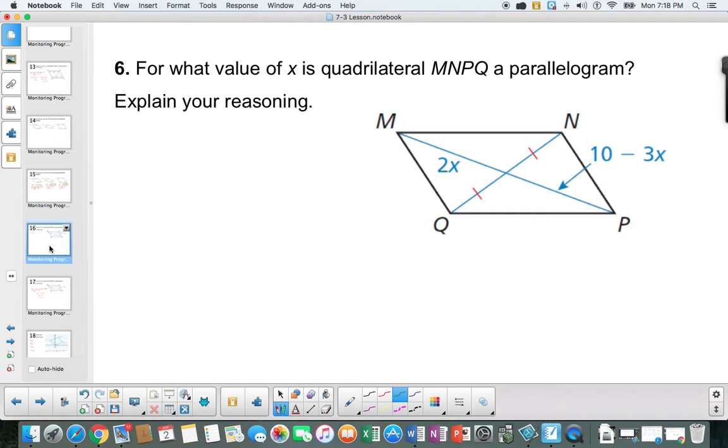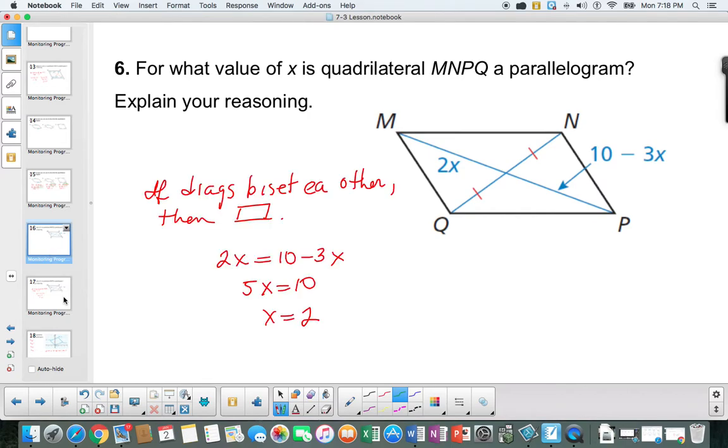Your turn again. And here's the theorem that you want to use. If diagonals bisect each other, then it's a parallelogram. So you want to force this to be congruent to this.